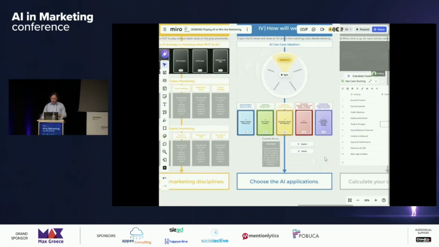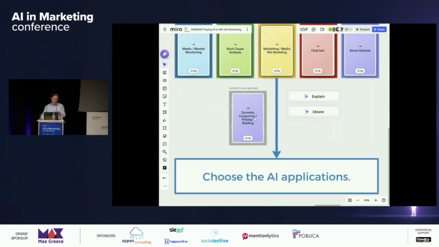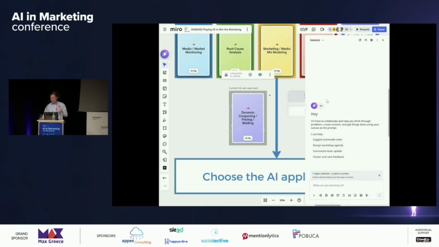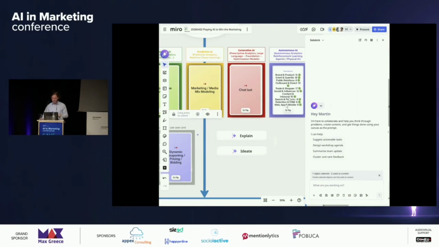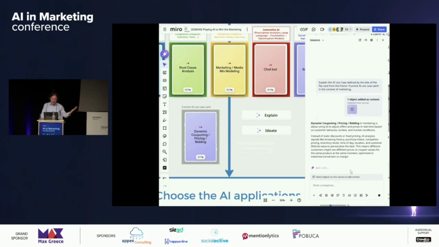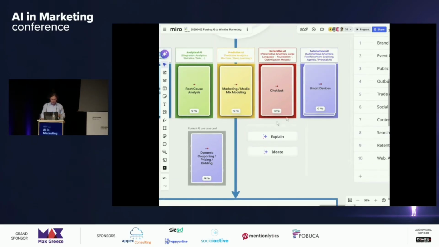If you don't know what a chatbot is, okay, but a chatbot you all know, but maybe if you don't know what dynamic couponing pricing is, then you can put this use case card here in this box, and then you can ask the AI to explain the AI use case. We won't do it here, and please do not flip the cards. That's cheating, by the way. And here you can see the Miro AI, which gives you an explanation of what dynamic couponing is. You can also ideate use cases if that helps you. So let's go to the next step.